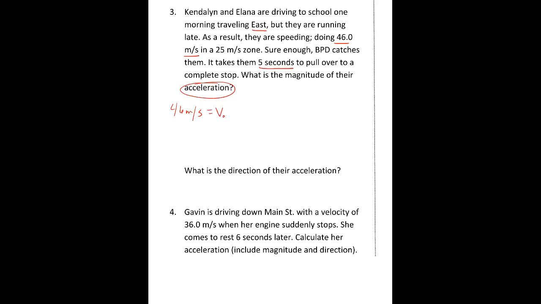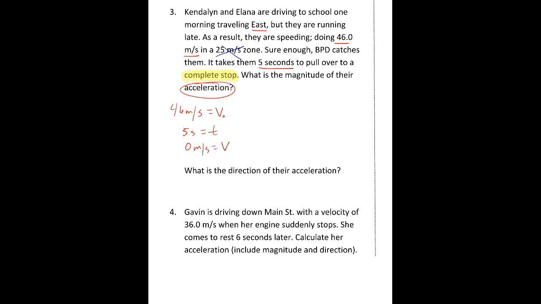The next bit of information they gave me was 25 meters per second zone. That is a value that's not needed in my calculation. That was just telling me what the speed limit sign said. 5 seconds is my next variable, and that of course is going to be time. And they want to pull over to a complete stop. Highlight that, complete stop. That is a key word. So they didn't give you a number there, but we know that we came to a complete stop. So my final speed is 0.